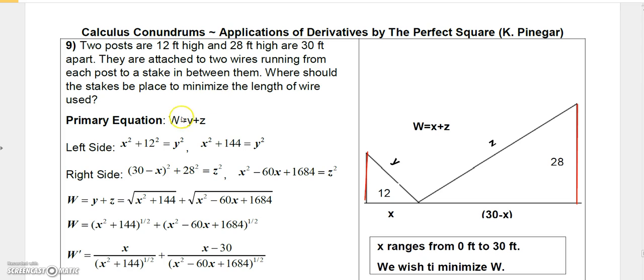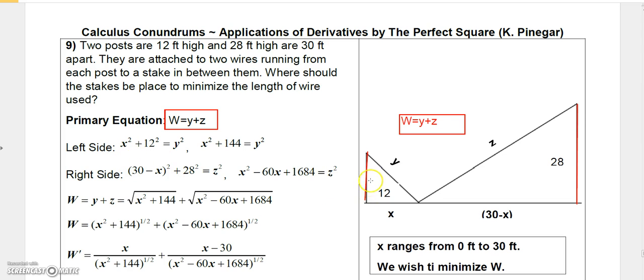Our primary equation is going to be y plus z. So I'm going to let w equal y plus z. I already see a typo here, so I'll fix that. w is going to be y plus z, so w there should be equal to y plus z.